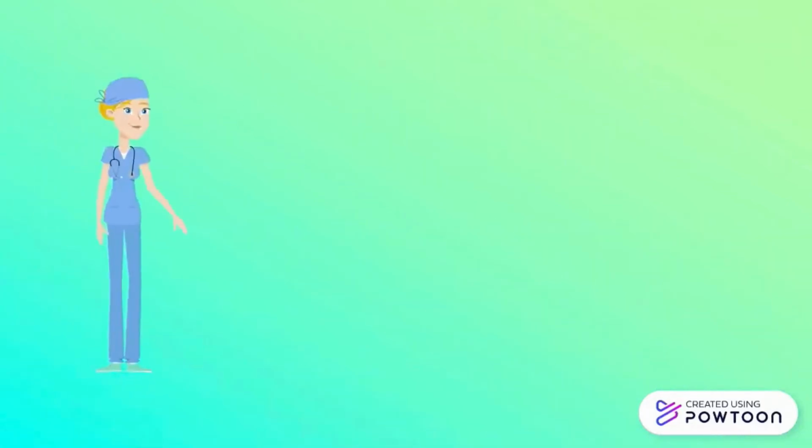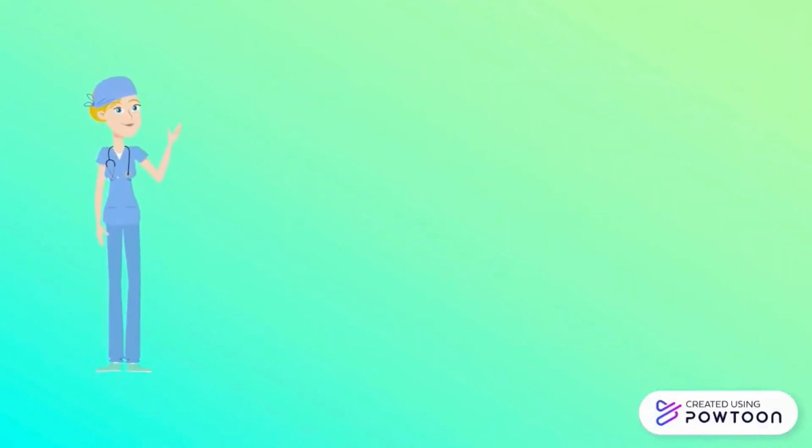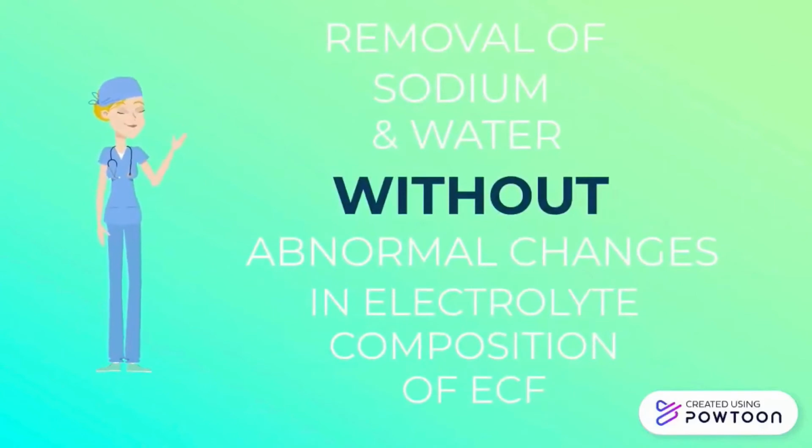Our next solution is sodium chloride or saline. The goal of treatment for fluid excess volume is removal of sodium and water without producing abnormal changes in the electrolyte composition or osmolarity of the ECF.